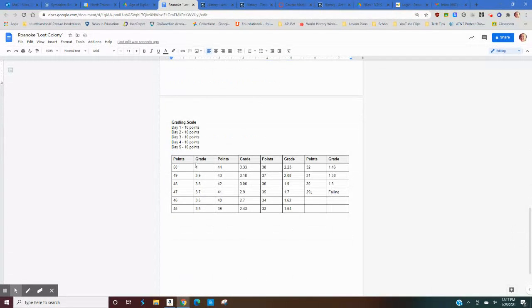Here's the grading scale. Each day is 10 points for a total of 50. And if you get 50 points, you get a 4.